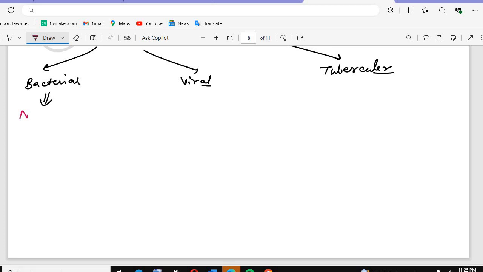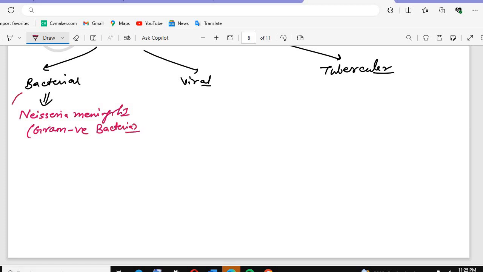Okay, you don't want to tell, fine. It is caused by Neisseria meningitidis, and it is a gram-negative bacteria.